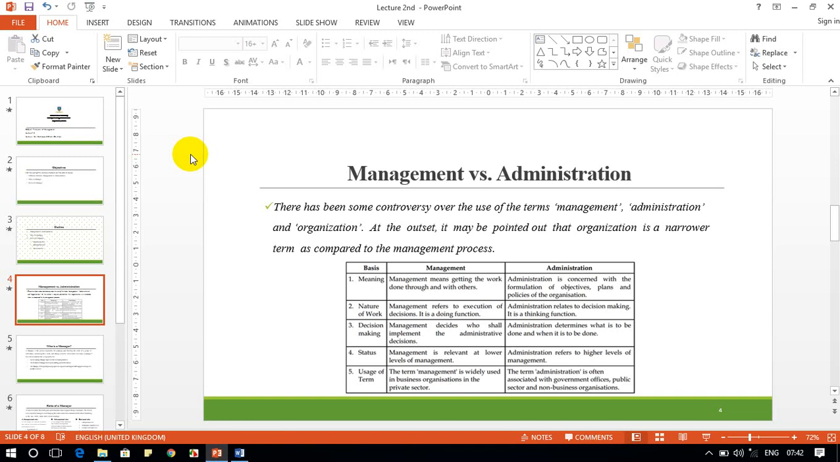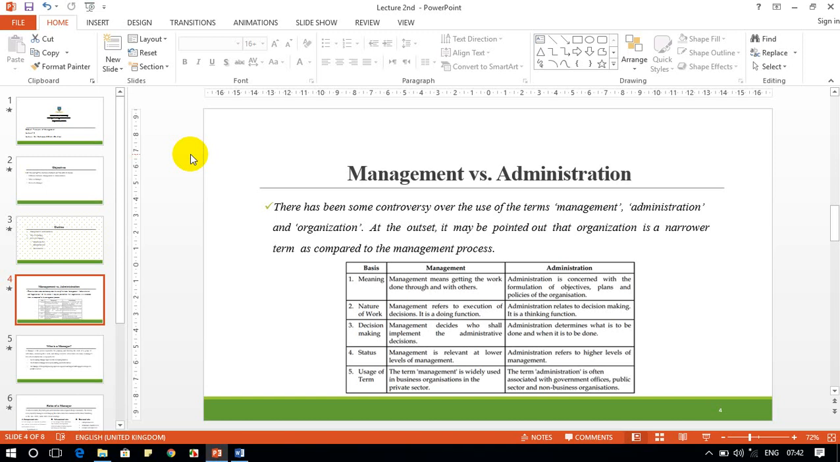Now we are coming to administration and management. The very first difference is according to the meaning. Management means getting work done through and with others. So we say that management is planning, organizing, leading, controlling. We have to plan, organize, lead, and control the activities, so that when you do this, you will achieve the organizational goals.